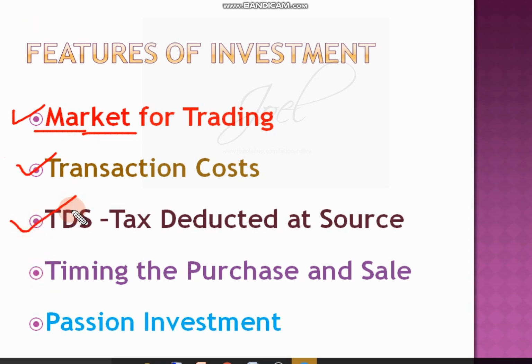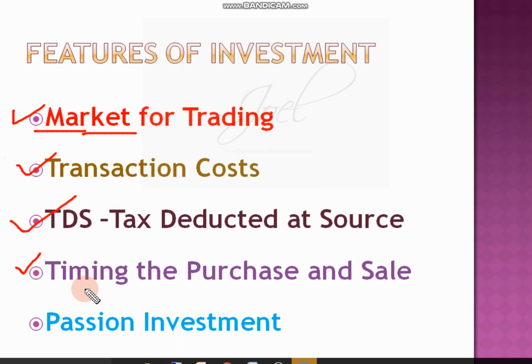TDS, whenever you are getting the returns, you have to pay the tax on the spot itself. Then later you can claim that money, but that is secondary. Whenever you are getting the funds at the source itself, they will levy tax on you. Timing of purchase and sales, I told. Whenever you are purchasing and selling items, you have to plan properly and then sell.